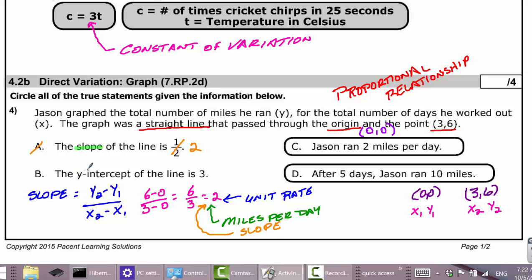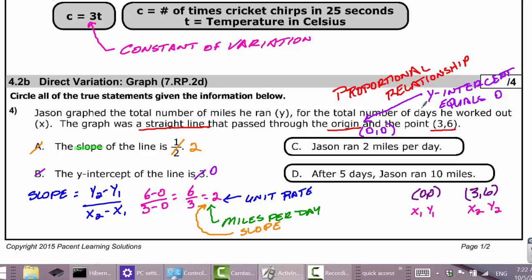All right, letter B. The y-intercept of the line is 3. Anytime you have something going through the origin, you can see from that (0, 0), if it's going through the origin, the y-intercept equals 0. Technically (0, 0), but the y-intercept normally just looks at the y-coordinate. So in actuality, the y-intercept is 0.